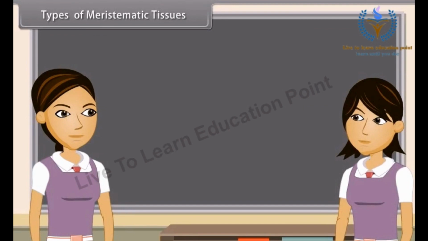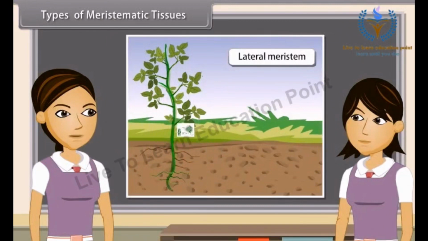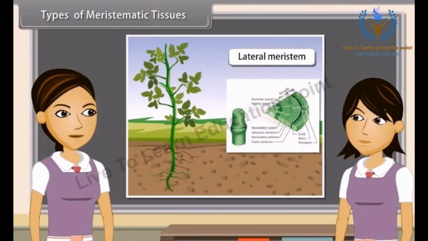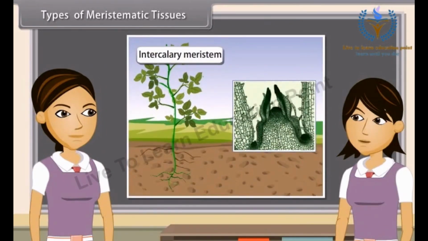Types of meristematic tissues. Depending on the region where they are present, meristematic tissues are classified as apical, lateral, and intercalary. The tissues present in the growing tips of stems and roots are known as apical meristem. The tissues present on the lateral side of roots and stems are lateral meristem. The tissues which lie at the base of internodes of the stem are called intercalary meristem.